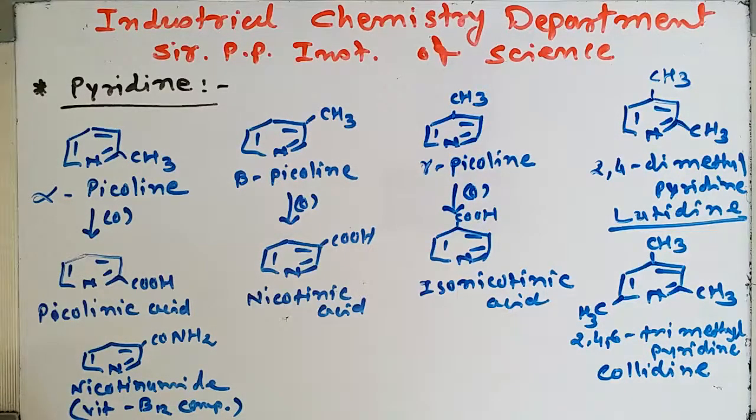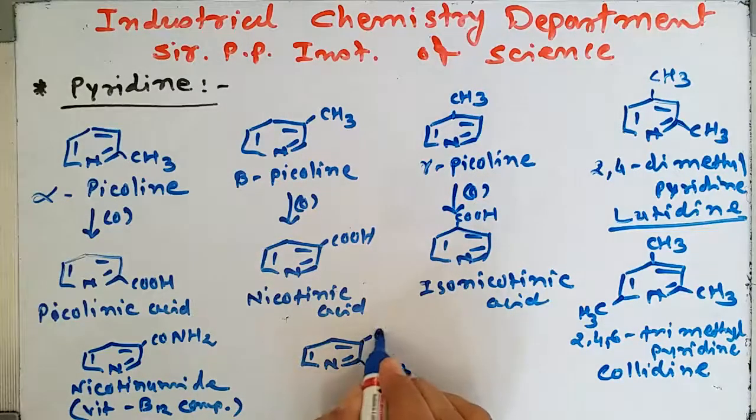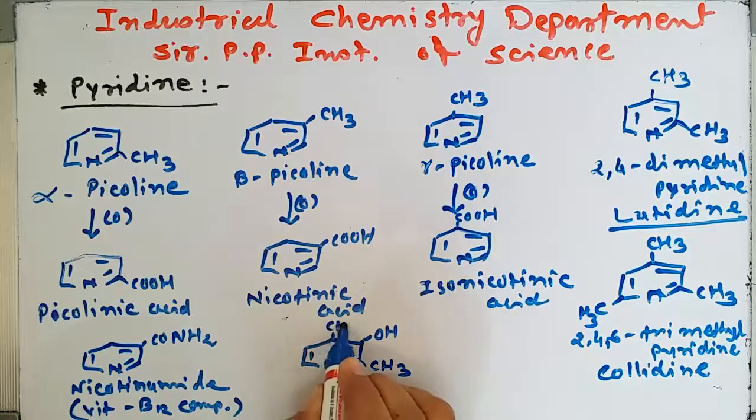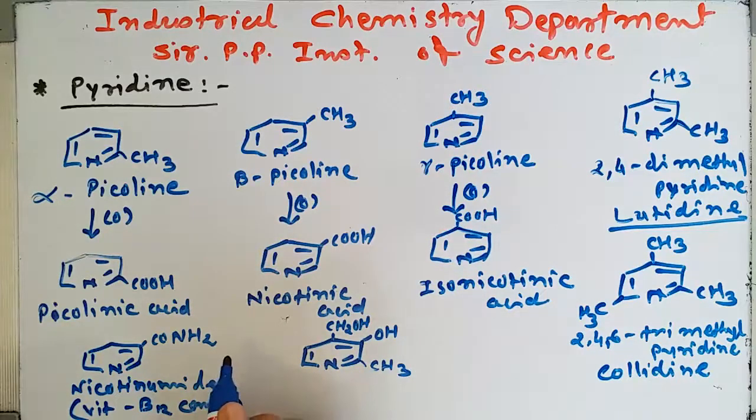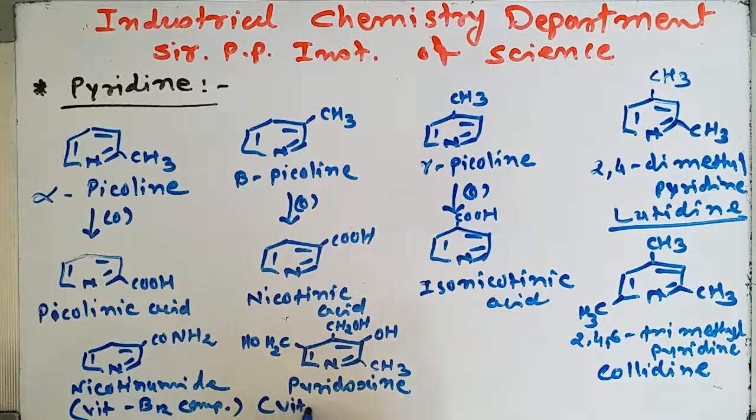We have one more vitamin B6 complex compound of pyridine, and that is pyridoxine. I write down the structure here. Position 2 contains CH3, 3 position contains OH, 5 contains CH2OH, and 4 contains CH2OH. Sorry, 4 position. So this is pyridoxine, and it is the vitamin B6 compound.